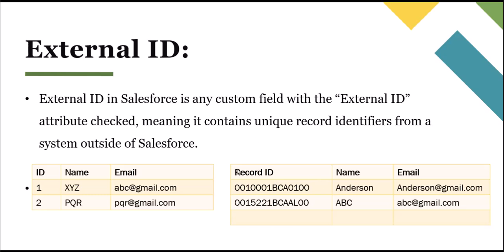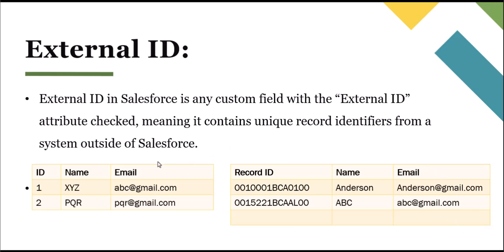Now this time, instead of the record ID, the external ID comes into the picture. So from the Salesforce org fields, we can make this email field an external ID, and then whenever we update or upsert the records, at that time the email fields map with each other, and if the email matches, then it will replace the value from the external system to the Salesforce org.